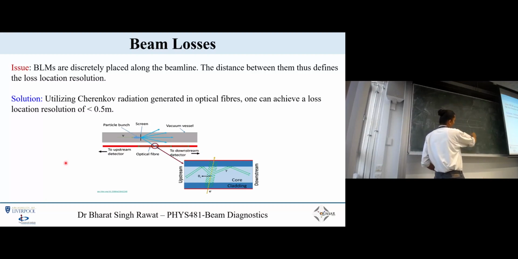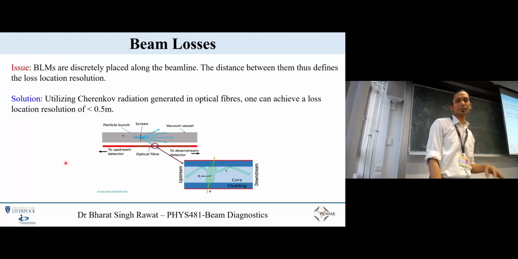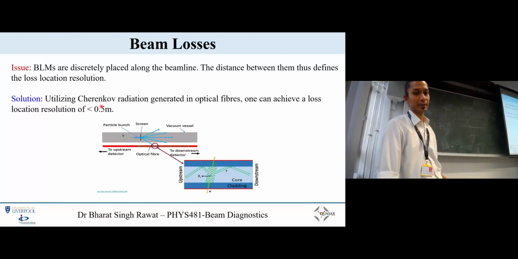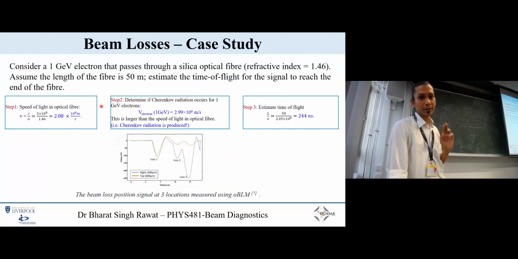And based on this time of flight, you can be sure that, let's say, if this length is smaller, it will reach this distance faster. And if this length is larger, it will take longer to reach. So based on these two times, you can exactly pinpoint where your losses occur. So this gives you a resolution. Theoretically, you can achieve it within 0.5 meters. And we have employed these kinds of detectors in experiments.